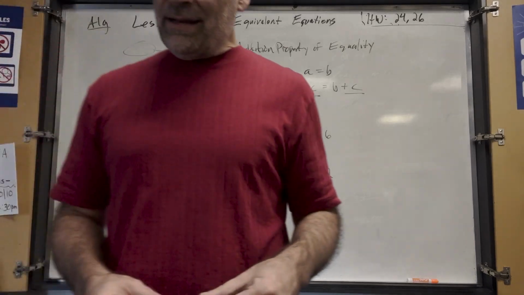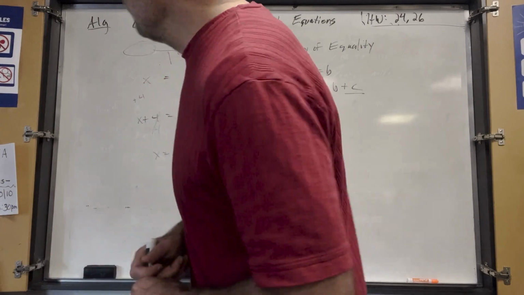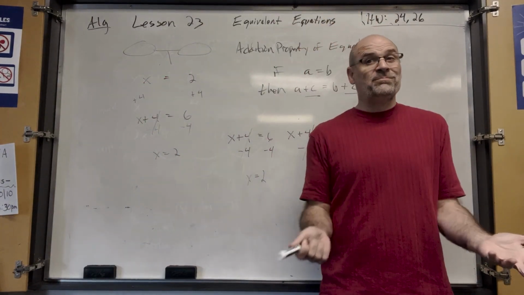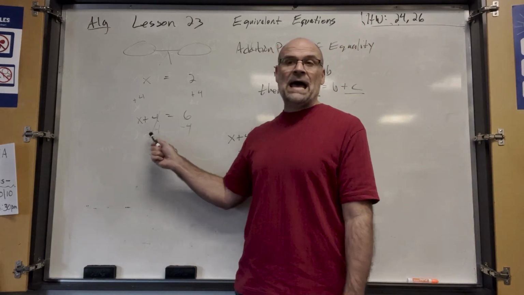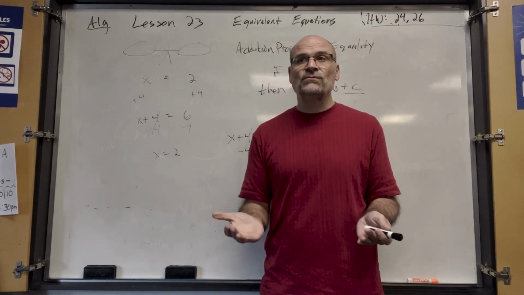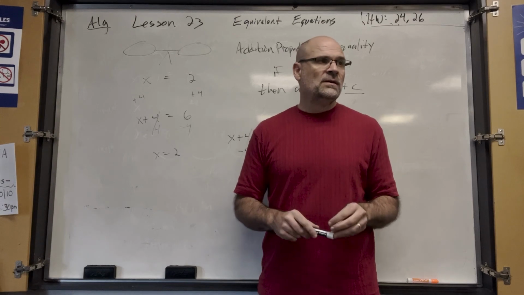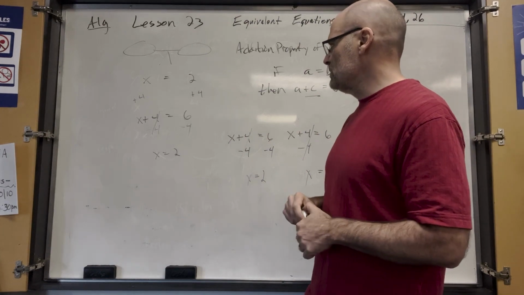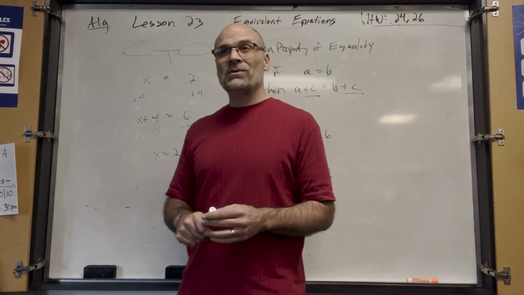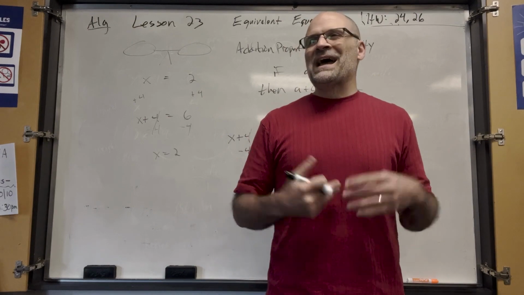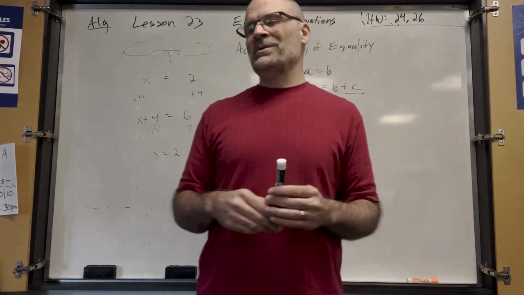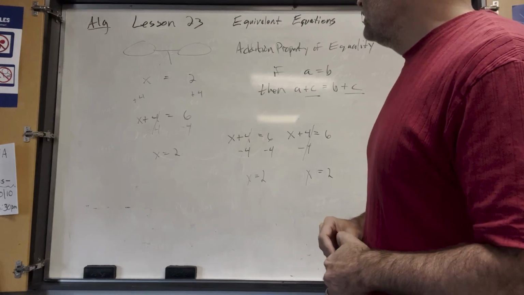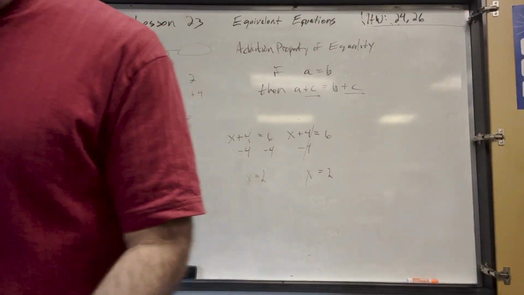Okay, I'm getting a little ahead of myself, but that's okay. So really, this is technically not the addition property of equality, but it could be, because I could add -4, because remember, subtracting 4 is the same thing as adding -4. So I could add -4 to both sides, I'd still get the same result. So there doesn't really have to be a subtraction property of equality, because it's the same thing. Okay?